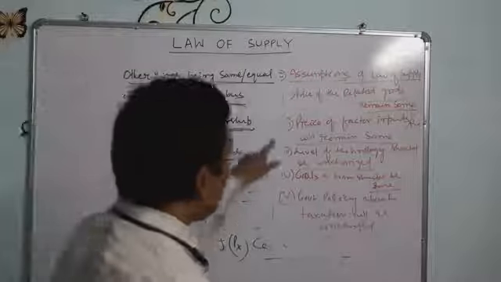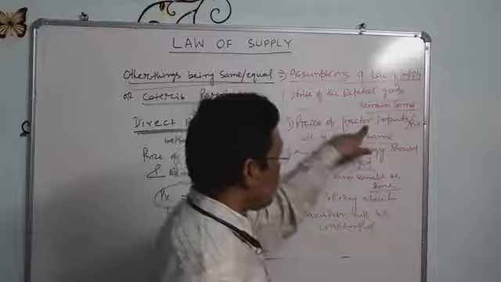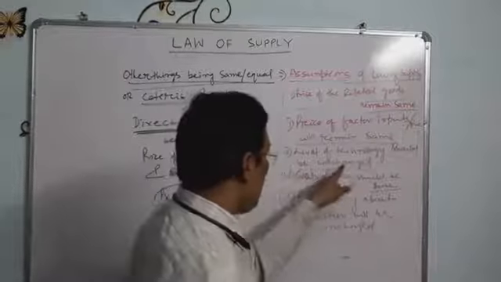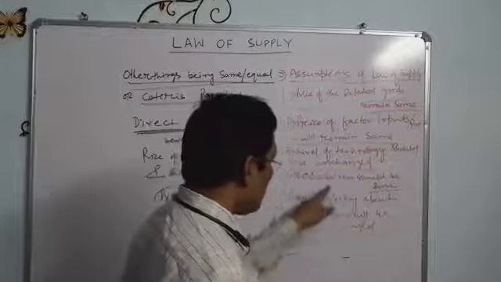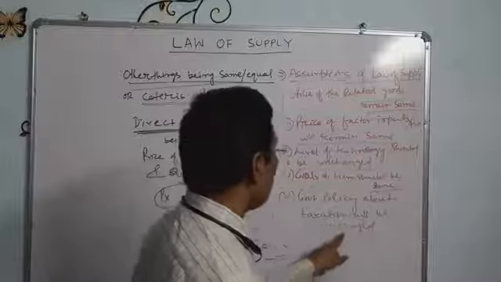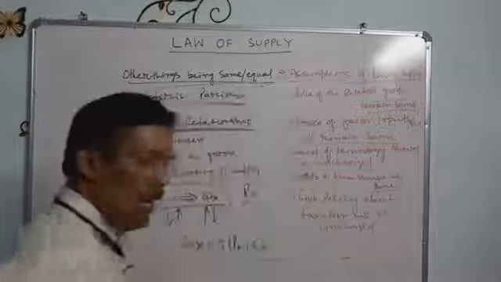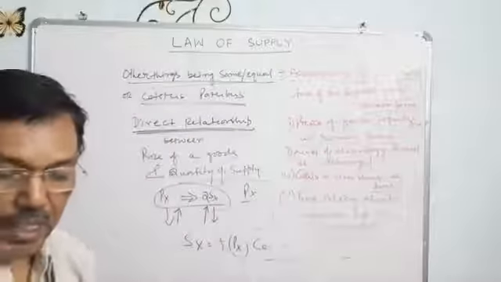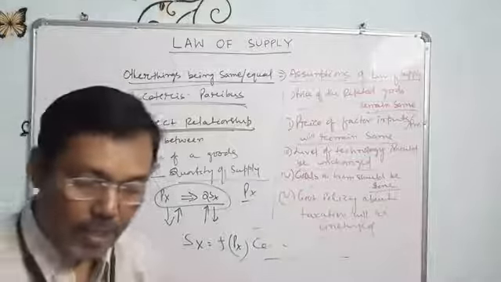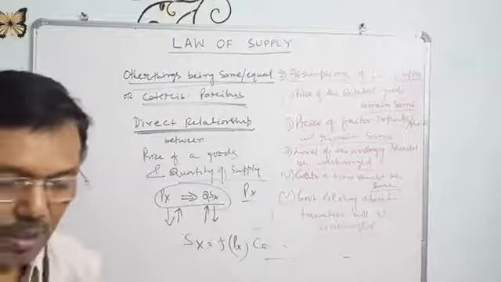These are the assumptions: the prices of related goods will remain the same, the prices of factor inputs of production will remain the same, the level of technology should be unchanged, the goals of the firm should be the same, and the government policy about taxation will be unchanged. These are the assumptions in the law of supply. With regard to these, the law of supply operates.